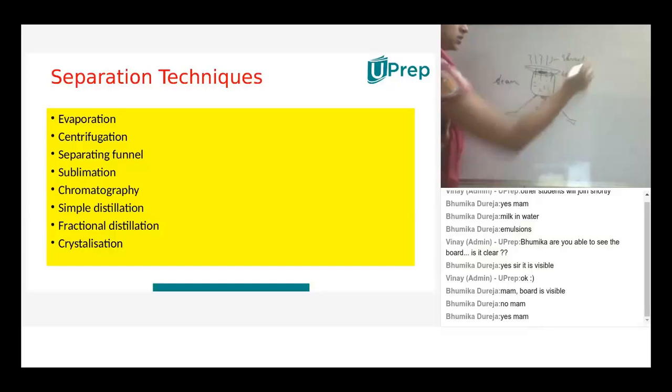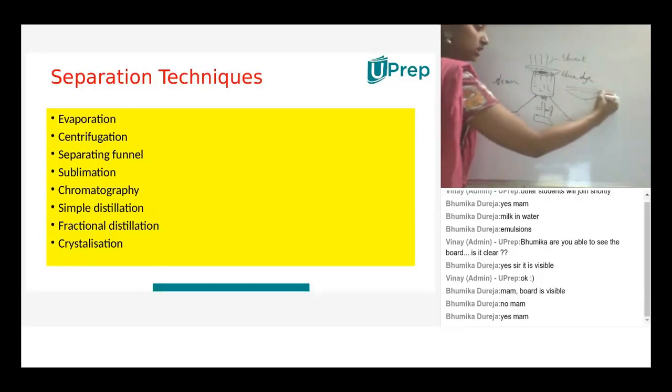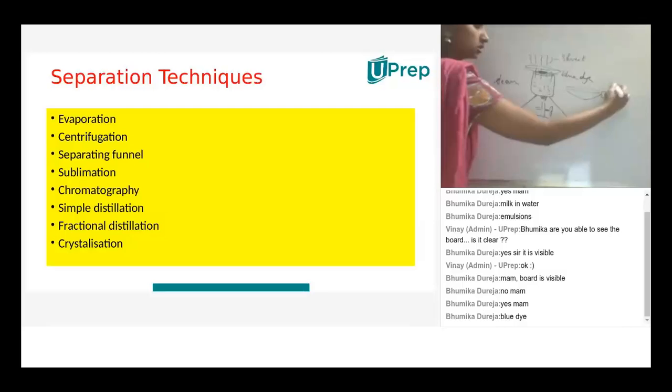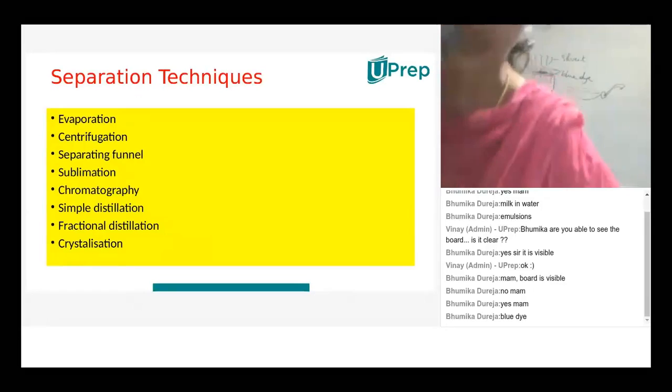And what will be left? What will be left after a complete evaporation? Blue dye. Very good. Blue dye will be left, and we take this blue dye from the watch glass using a spatula. What is a spatula? The spoon which we use in the laboratory is called a spatula. With the help of a spatula, we just scrape the blue dye and collect it.